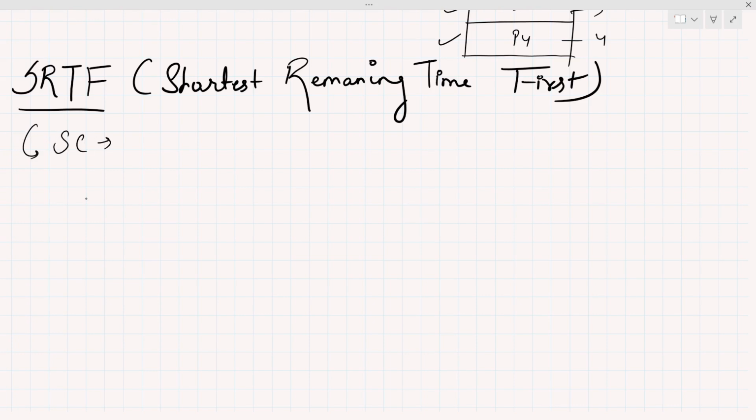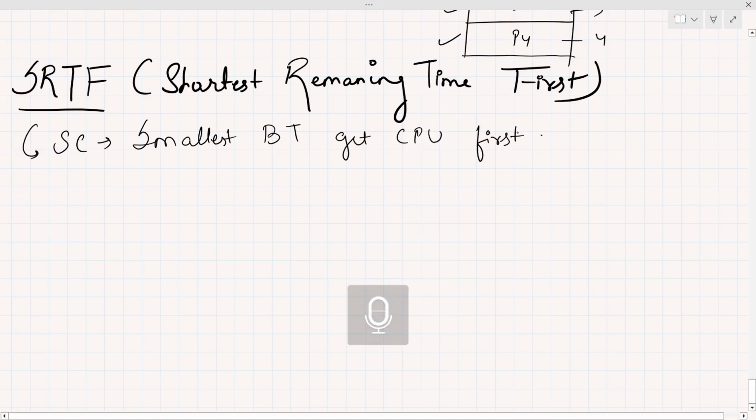Scheduling criteria. The scheduling criteria is very simple. Whoever has the smallest burst time will get the CPU first, like in SJF. Smallest burst time will get the CPU first. This is similar to SJF, because in SJF also those who have the smallest burst time get the CPU first. The same thing happens here.